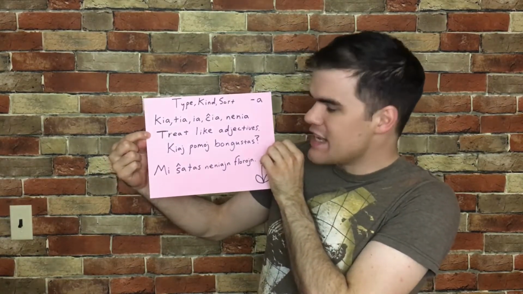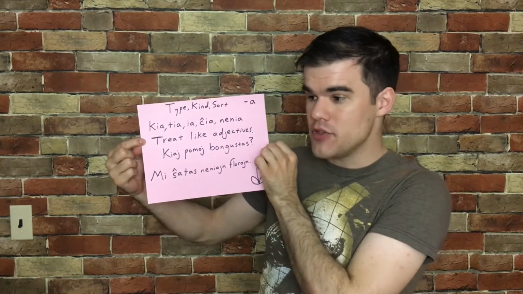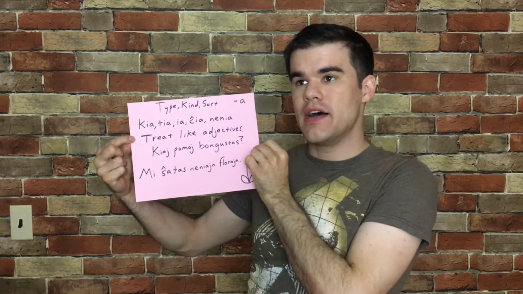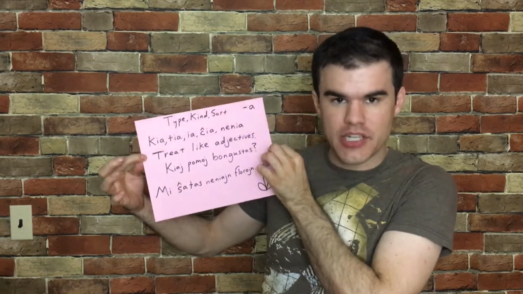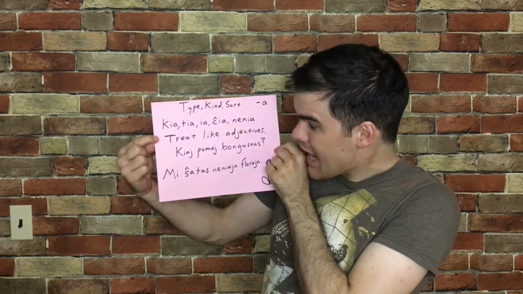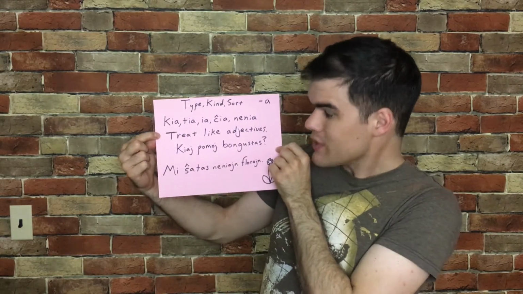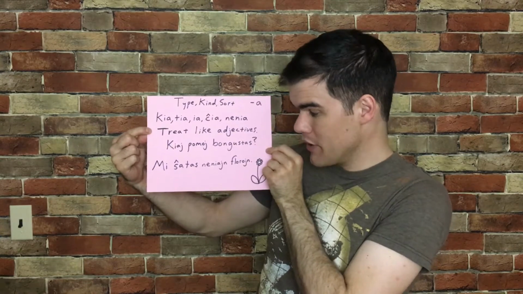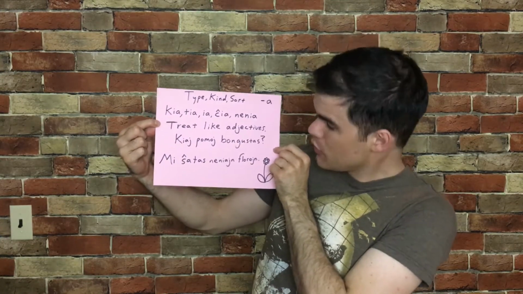Treat them like adjectives. They can have a J at the end if you need to make them plural. They can also have an N at the end if they're describing a noun, right? Or they're the object of a sentence. Kiaj pomoj bone gustas. What kind of apples are tasty? Mi ŝatas neniajn florojn. I like no kind of flowers.